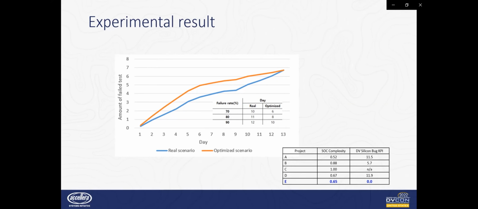The orange line is the optimized result, and the blue line represents the real result. As you can see, the slope of the orange line is steeper than the blue line. And when you find 70% of failure, it takes 10 days in real. But in the optimized situation, it takes only 6 days. Therefore, as a result, TAT to find 70% of failure in VR3 has been reduced by 40%.